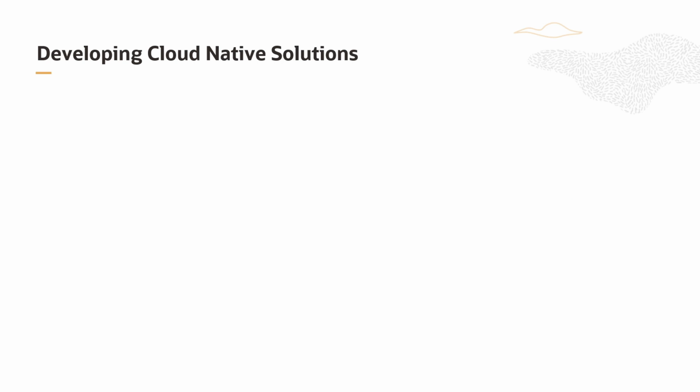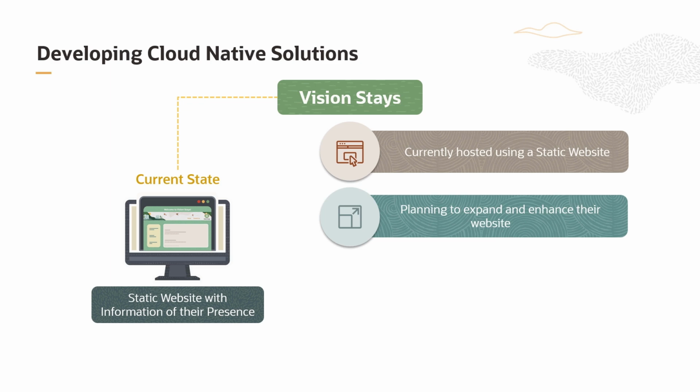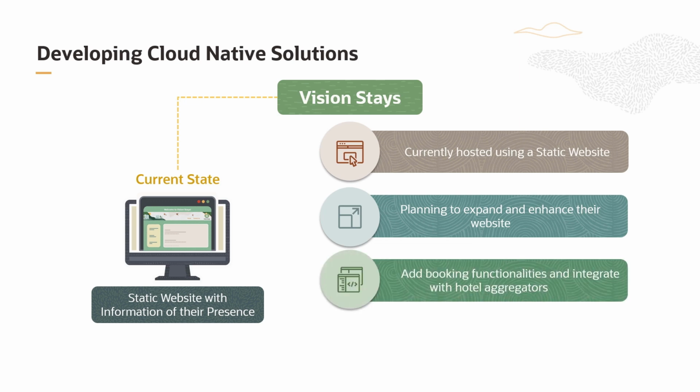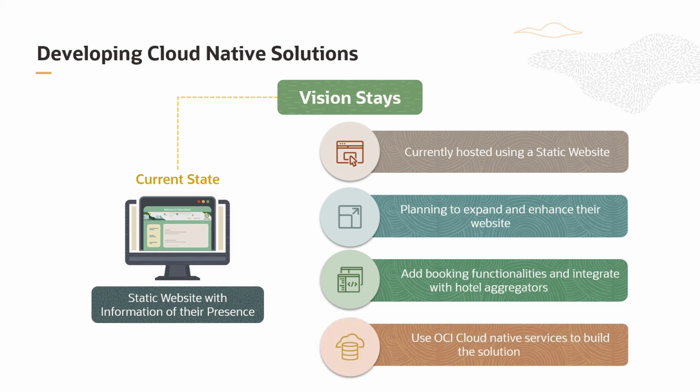Let's understand Trisha's requirement in more detail. A hotel chain, Vision Stays, has a static website in its current form, and now they are interested in building a hotel booking facility to expand and enhance the website for their customers. They want to add a booking functionality, also some integration capabilities which will allow for third-party hotel aggregators to inquire about their hotel room availability and to book Vision Stays hotel rooms. They are looking at utilizing OCI cloud-native solutions to host and enhance features of their website.